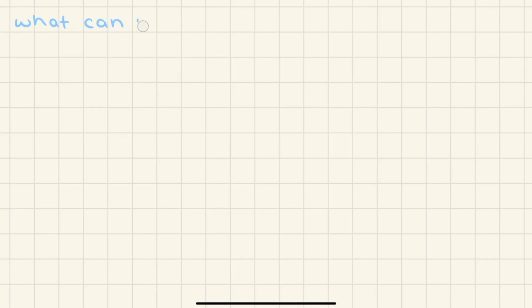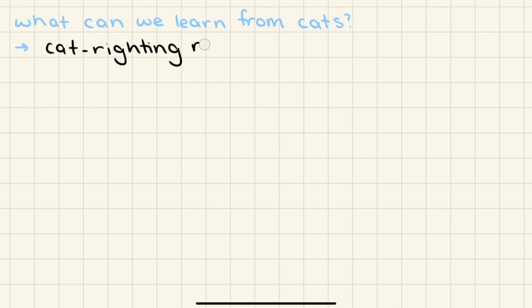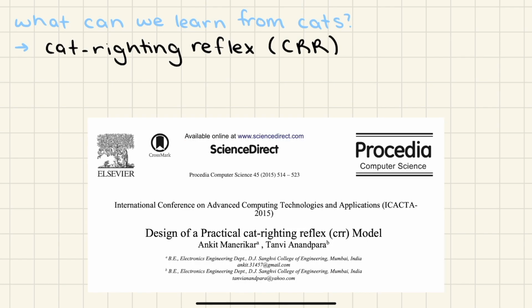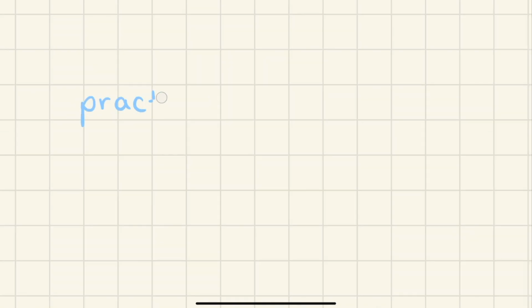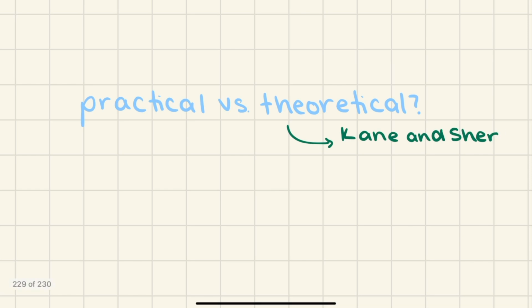This tendency of cats to always land on their feet, also called the cat righting reflex, is cool and all, but why do scientists care so much about it? Well, it turns out that scientists have a lot to learn from this reflex. In 2015, researchers from Mumbai, India, published a paper on how the cat righting reflex, also called the CRR, can apply to robotics. These researchers see applications of the CRR in self-orientation of satellites and human motion control in zero gravity. The goal of their study was to analyze how their practical model of the CRR compared to the theoretical model proposed by Kane and Schur in 1969.